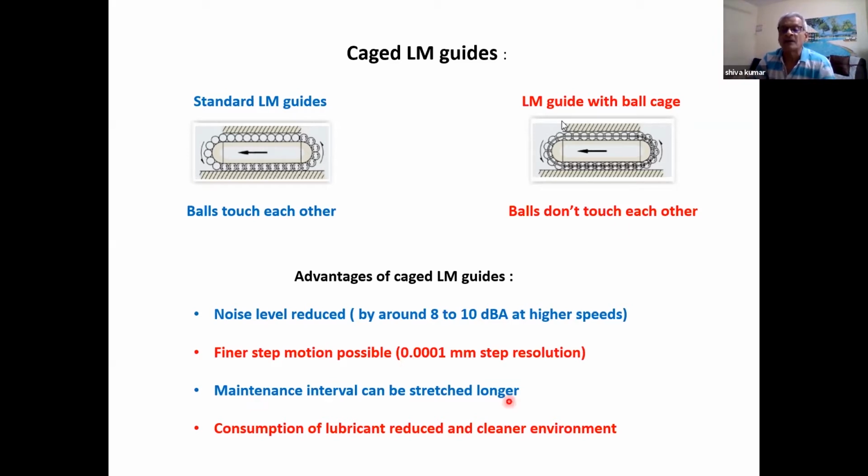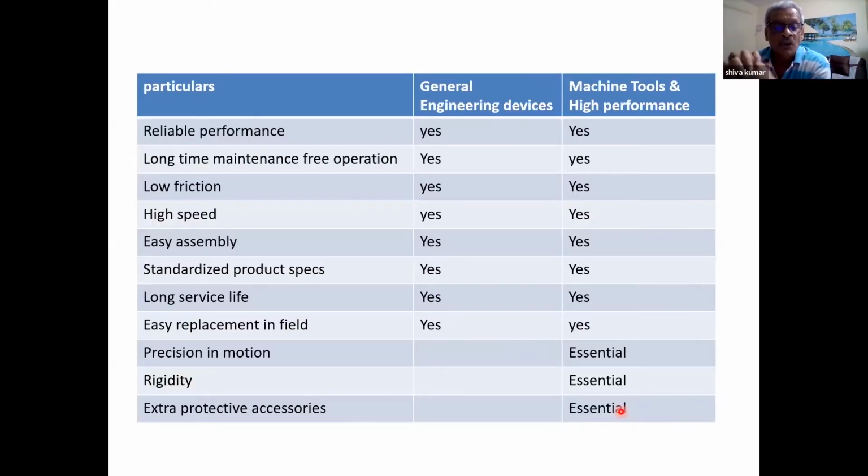Maintenance interval can be longer, because the lubrication is maintained in the cage and the ball. So we have designed a pocket inside the cage, such that the ball will be continuously exposed to the lubricant. And consequently, consumption of lubricant can be reduced and the operating environment can be cleaner. These are some of the brief advantages of a caged guide. So the LM guide should be capable of providing the long service life expected, even when it is exposed to this type of contamination that arises in a machine tool application.